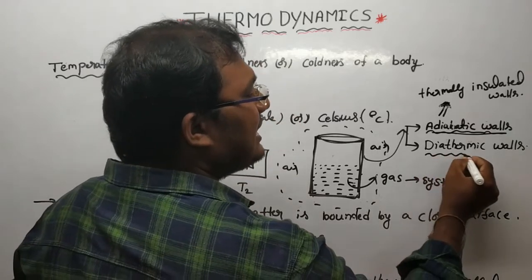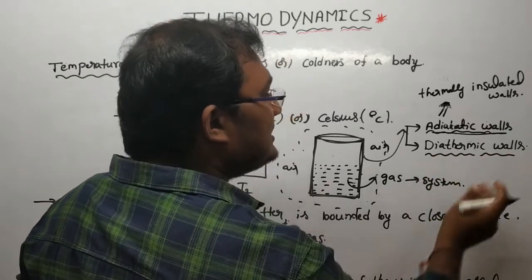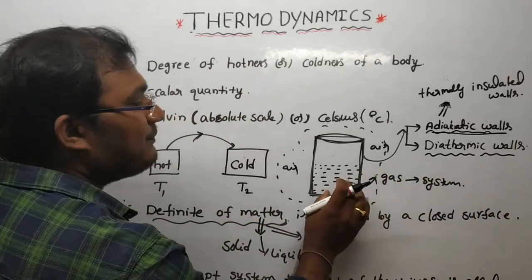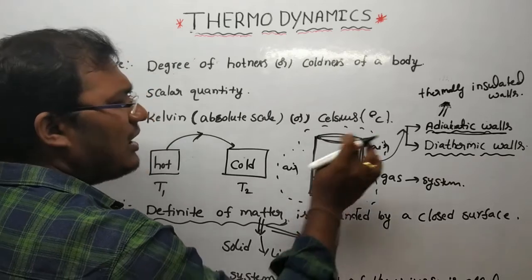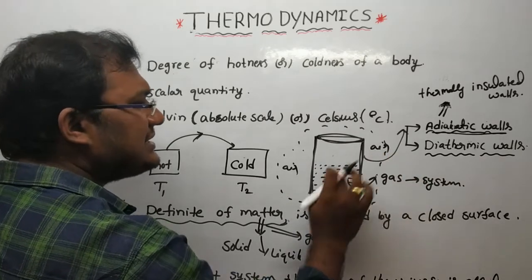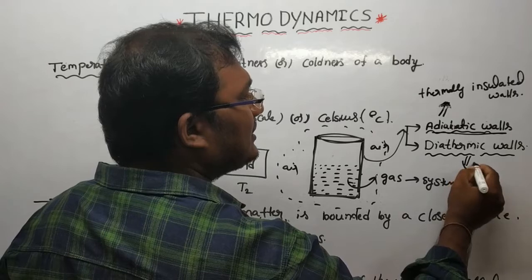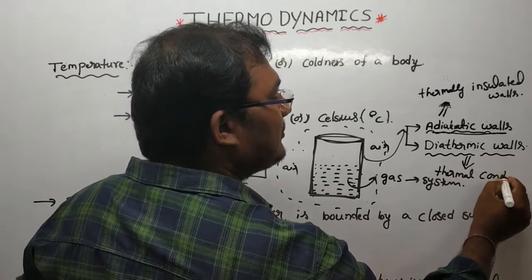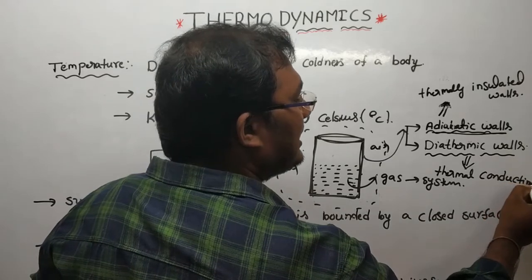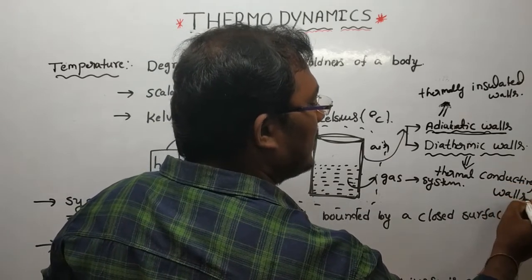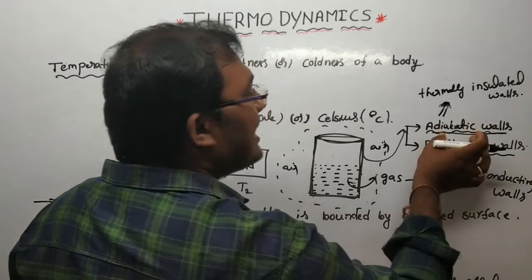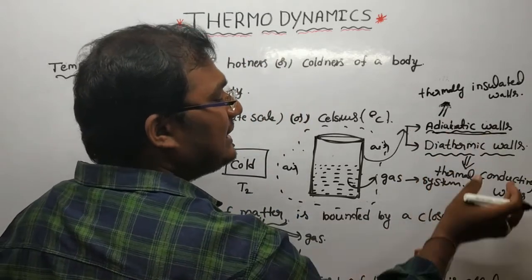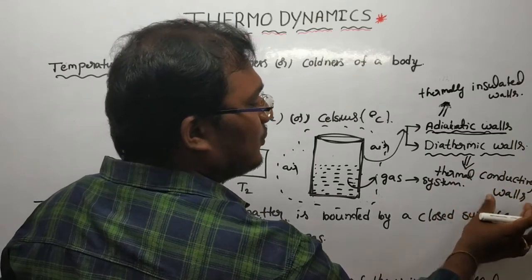Next one is diathermic walls. These walls are able to transfer the heat energy from system to surroundings or surroundings to system. These are called thermally conducting walls. Adiabatic walls are called thermally insulated walls. Diathermic walls are called thermal conducting walls.